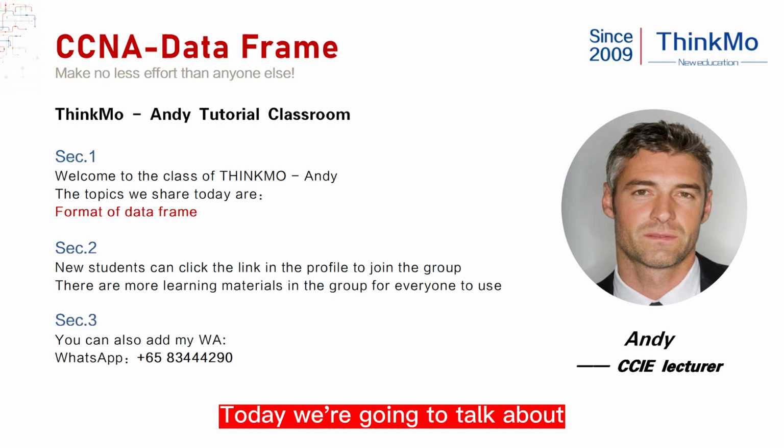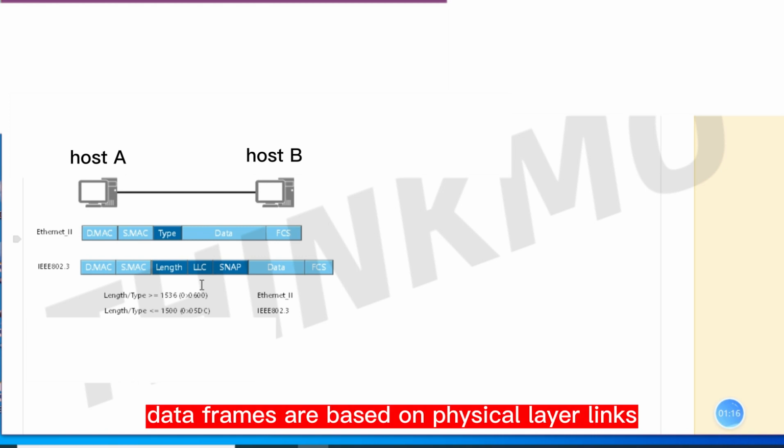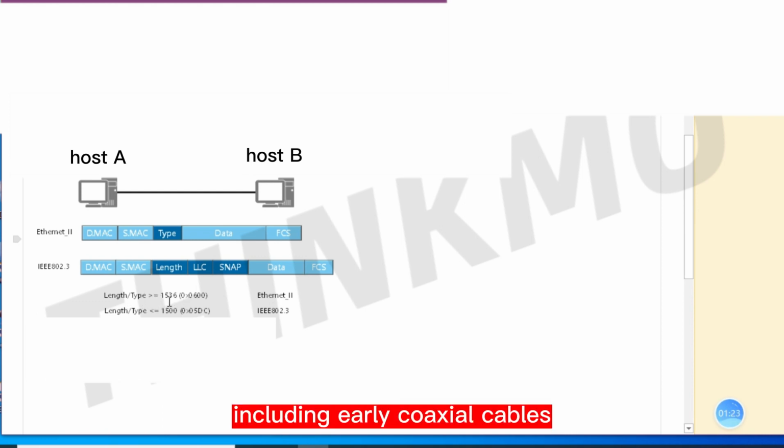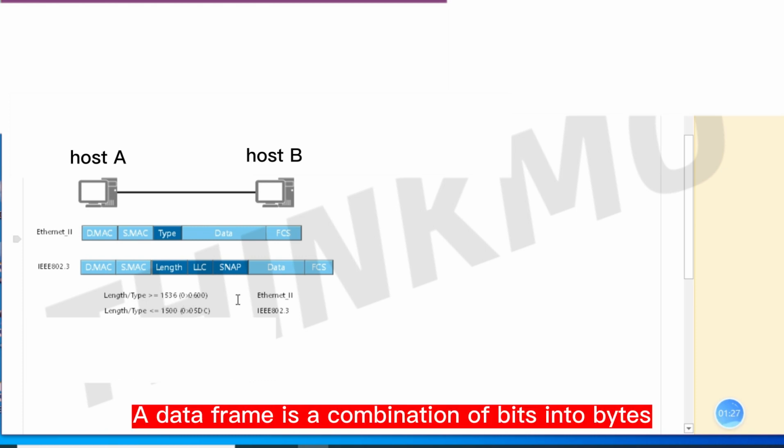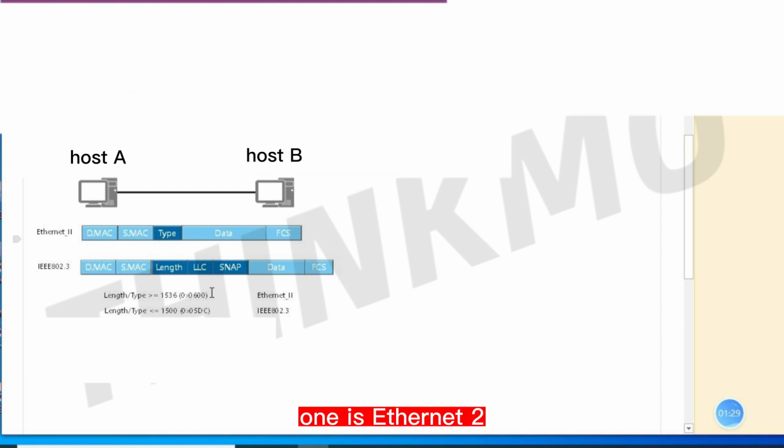Today we're going to talk about the format of the data frame. We saw that in the last video. Data frames are based on physical layer links, for example, network cables, optical fibers, including early coaxial cables, on which data is transferred. A data frame is a combination of bits into bytes. Bytes are then combined into data frames. There are two types of data frames. One is Ethernet II. One is IEEE 802.3.